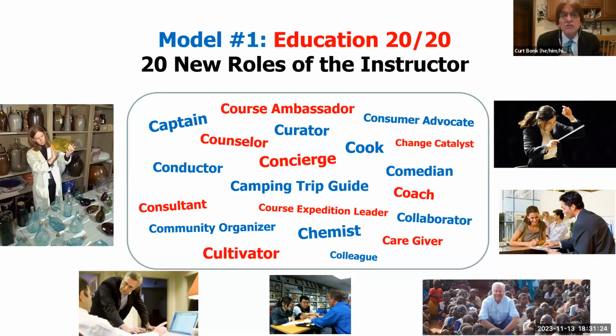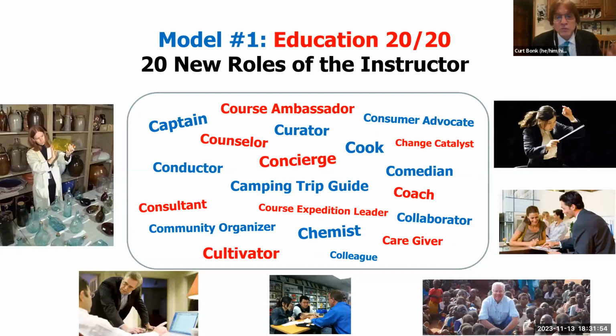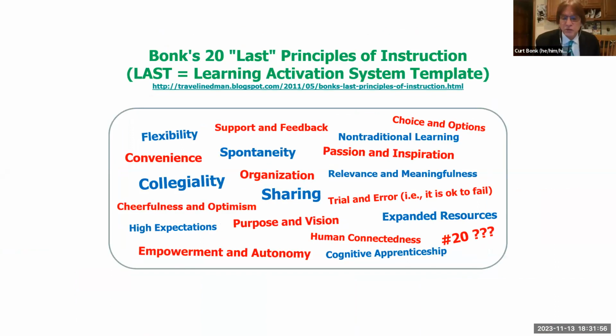One model is called Education 2020, in which the instructor can be one of 20 different roles, be it a community organizer or a counselor or a caregiver or a coach. And they might take on 20 different roles or principles within that setting. You might have a flexibility principle or collegiality principle or sharing or choice or options. These are all principles of learning. There are 20 of them here. I call this Education 2020. 20 roles of instructors, 20 principles of learning.